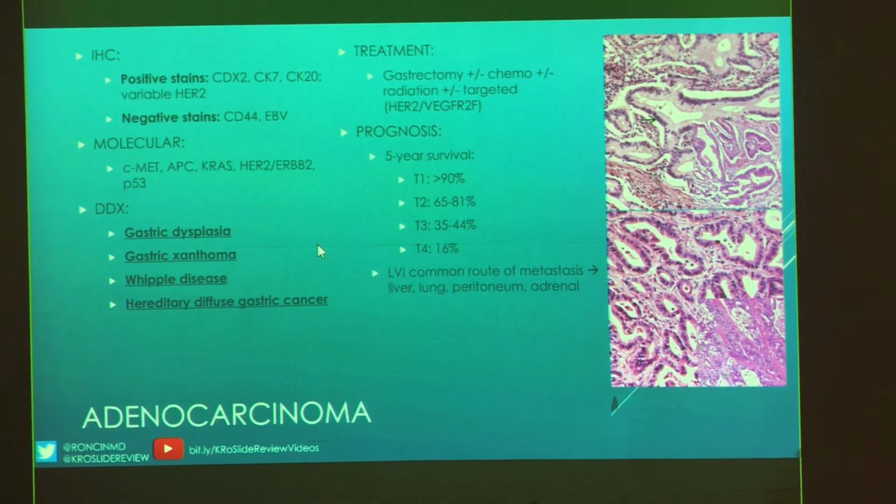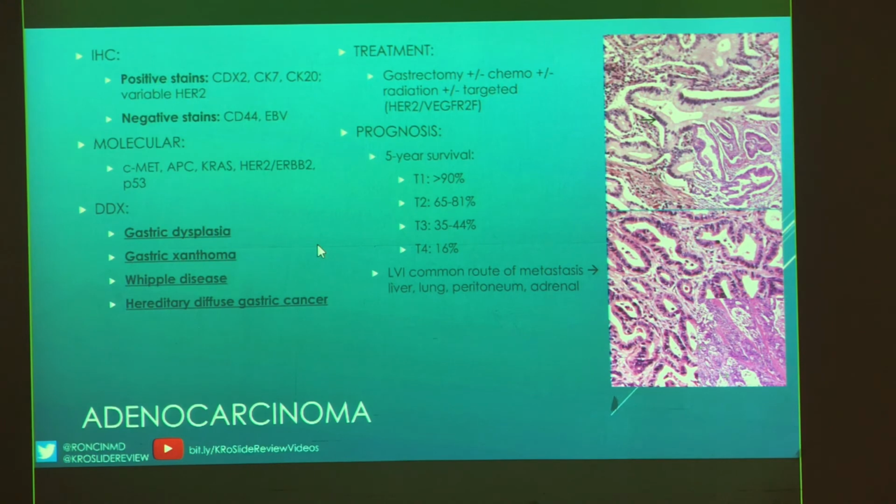Your differential is going to be, is this simply gastric dysplasia? Is it a gastric xanthoma? Is it Whipple disease? And Whipple disease, remember, is infection with Tropheryma whipplei. I can spell it. Saying these things is very difficult. I give anyone in micro props because these are very difficult to say. And that's also known as intestinal lipodystrophy.